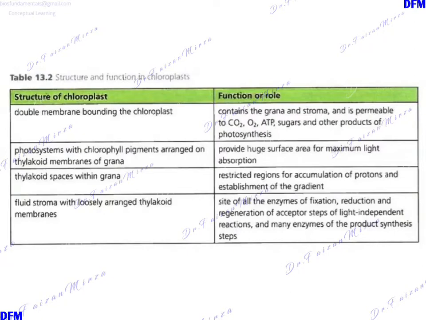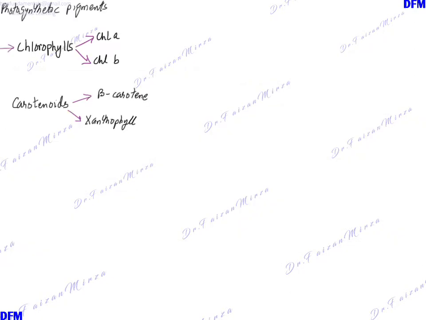So when we're discussing photosynthetic pigments, basically there are two types of photosynthetic pigments, chlorophylls and carotenoids. Chlorophylls include chlorophyll A, chlorophyll B, and carotenoids include beta carotene and xanthophyll. Chlorophyll A, if we go for what region of the spectrum are they using up, and how do they appear?